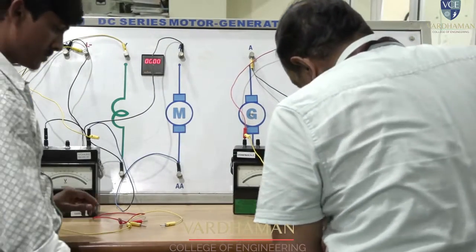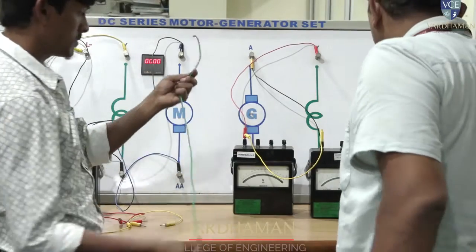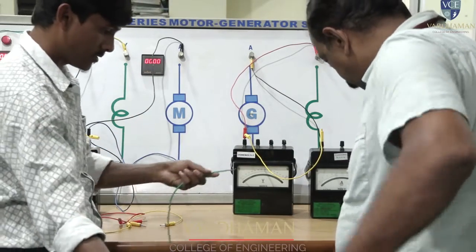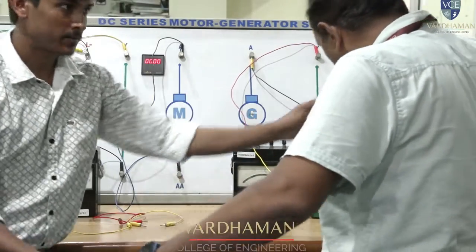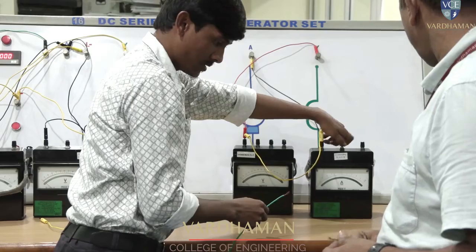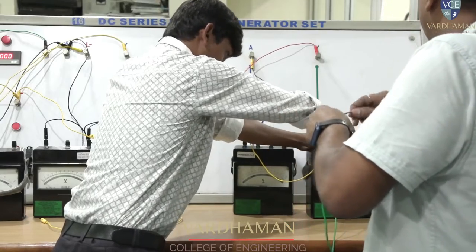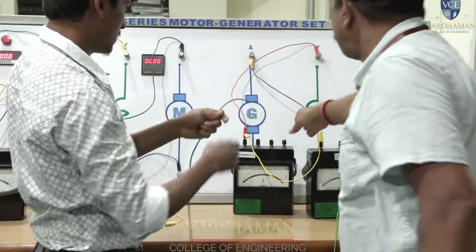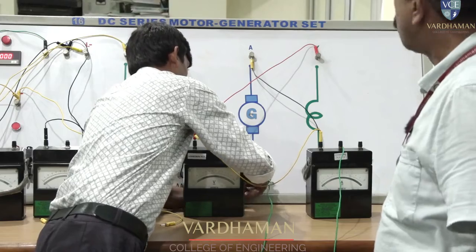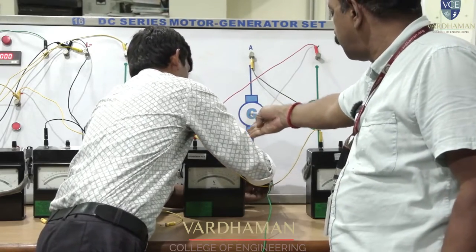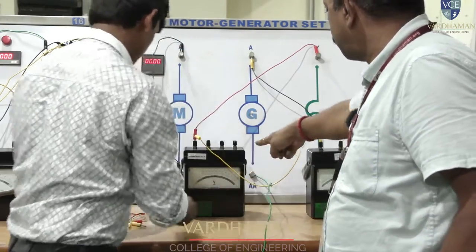The ammeter negative is taken to the load positive. We have two terminals for the load. The 20 amperes range of the ammeter is to be selected. The ammeter negative is connected to the positive of the load. The load negative is connected to AA. And one more connection is left, that is the voltmeter negative, the 300 volts range, which is connected to AA.